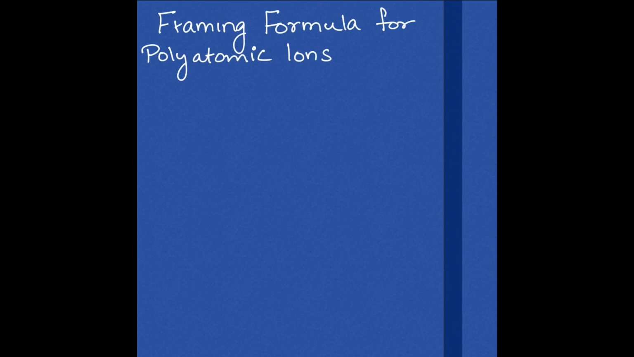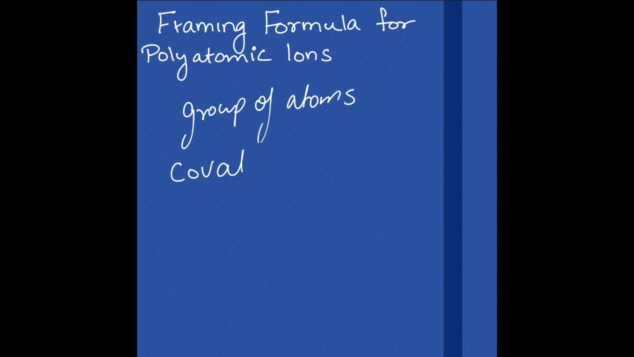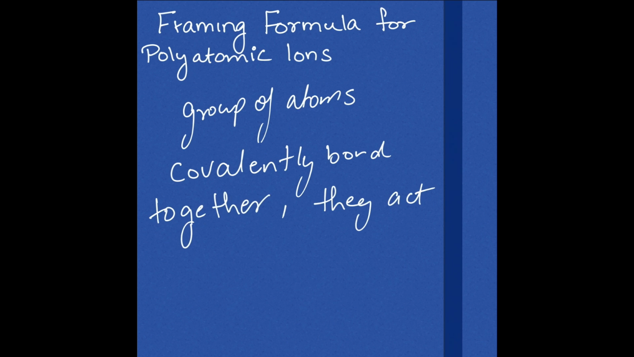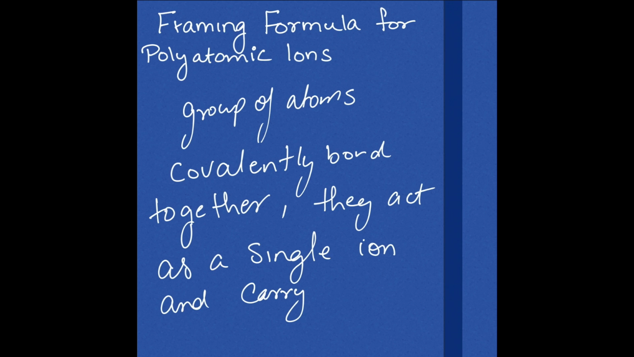So let's learn how to identify and write the formulas of polyatomic ions. Before we start, you should know what polyatomic ions are. Polyatomic ions are a group of atoms which are covalently bonded together, and they act as a single ion, and also carry an overall charge.